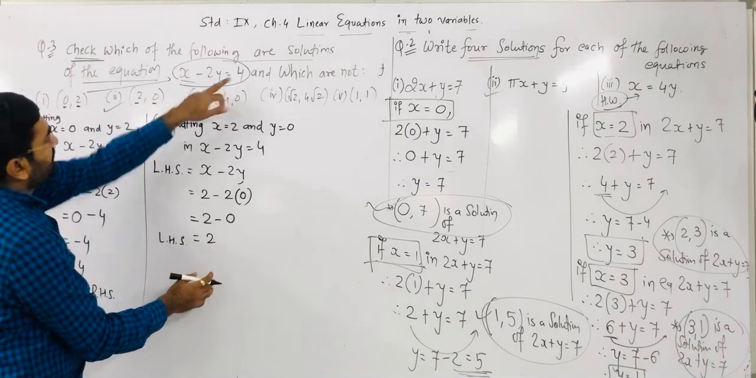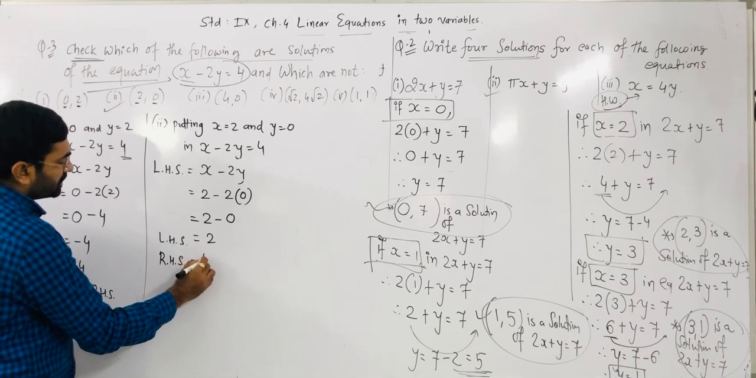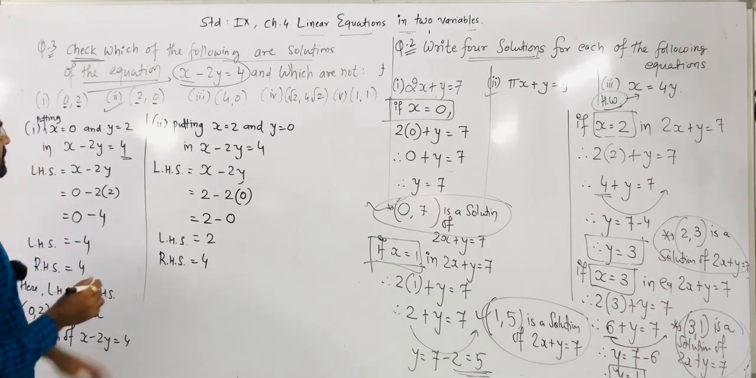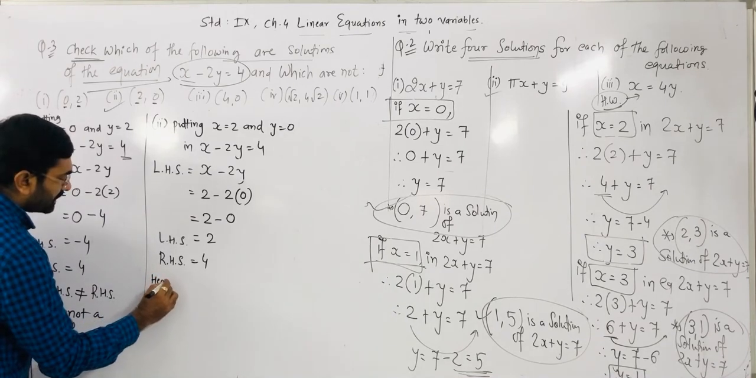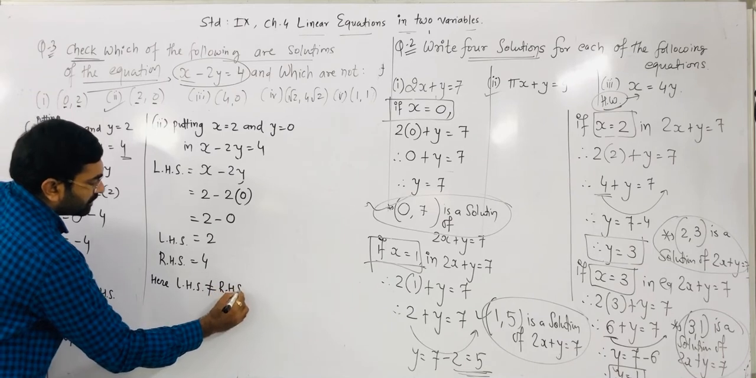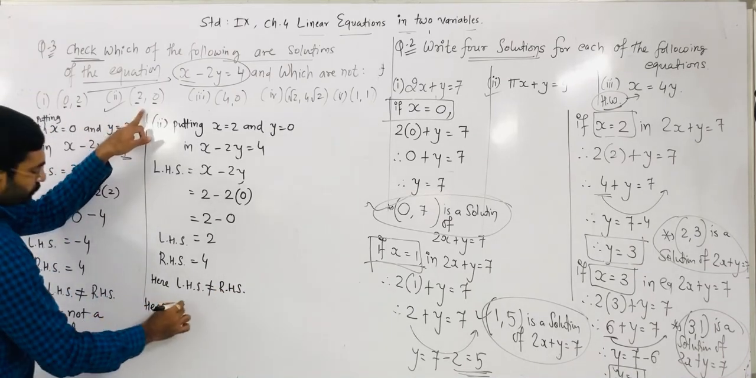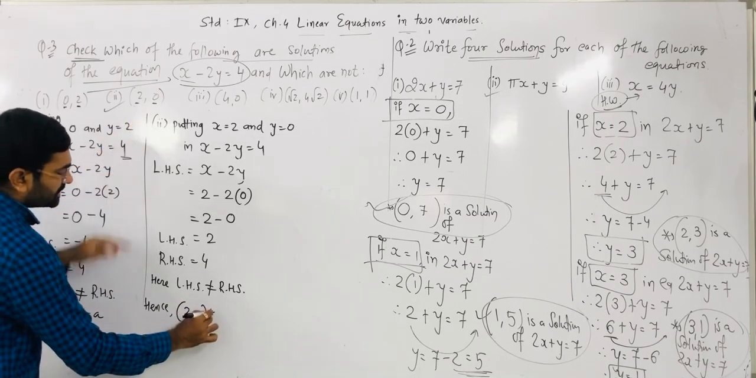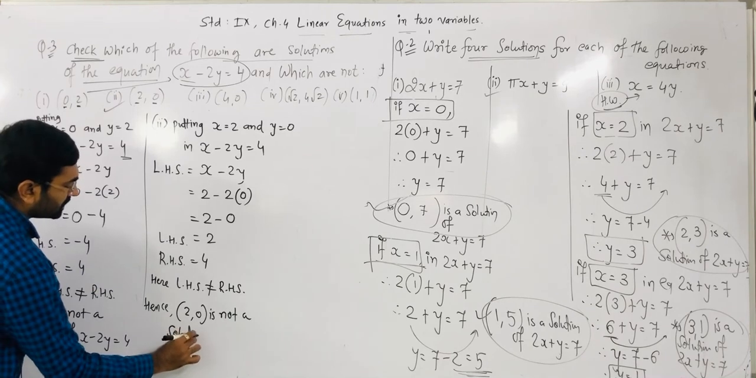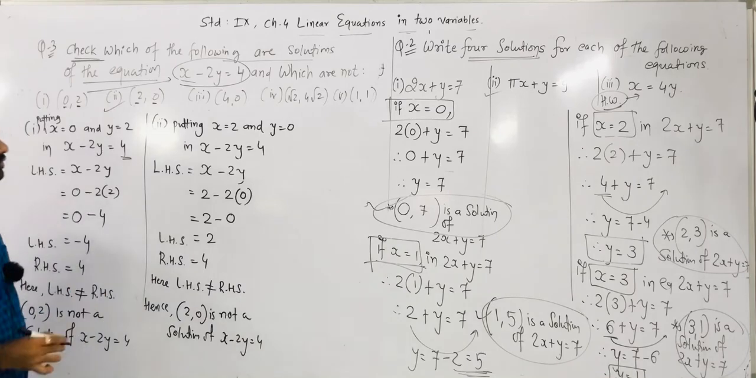And the right hand side of the equation is a 4. It means the left hand side and right hand side are not equal. Hence we can say that (2, 0) is not a solution of the given equation x minus 2y is equal to 4.